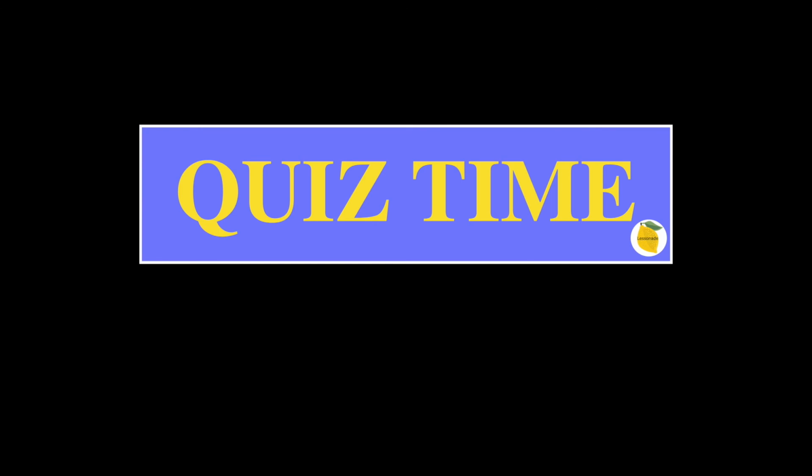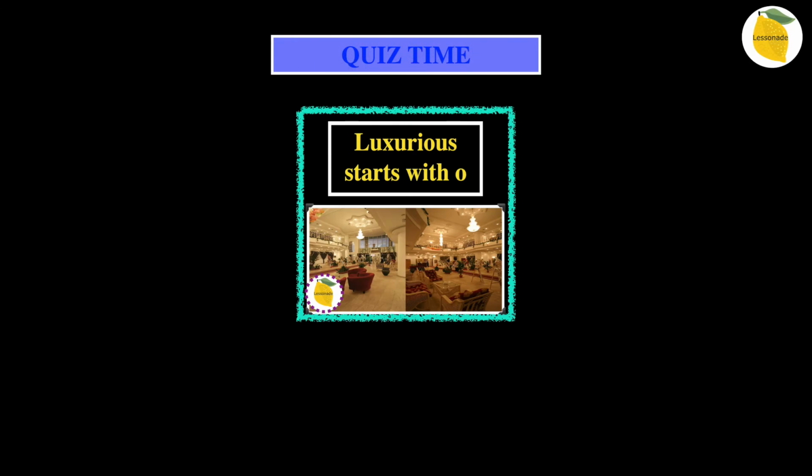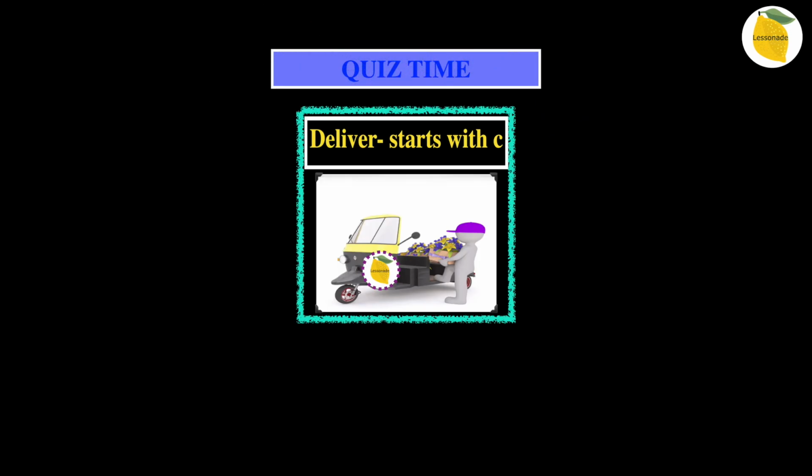Now it's quiz time, and let's see how much we can remember of what we learned. The first question we have is luxurious starts with O. In this picture, we can see a luxurious hotel. The second is deliver starts with C. In this picture, we can see someone delivering flowers.